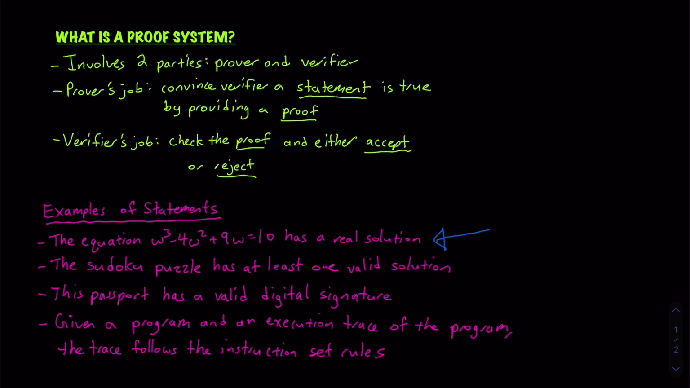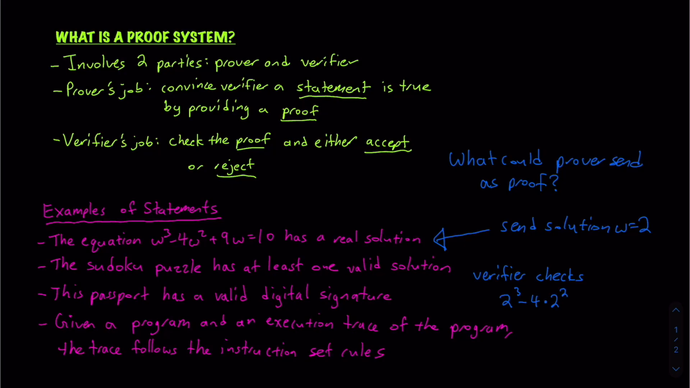Since the prover's goal is to convince the verifier that the statement is true by sending a proof, what could they actually send as the proof? One simple approach would be for the prover to just send the solution itself, w equals 2. The verifier could then check this by plugging in the value and verifying that 2 cubed minus 4 times 2 squared plus 9 times 2 equals 10, and be convinced that the statement is true, meaning the equation really does have a real solution. Using this example, we can see two key properties of a proof system: completeness and soundness. Let's break down what these mean.